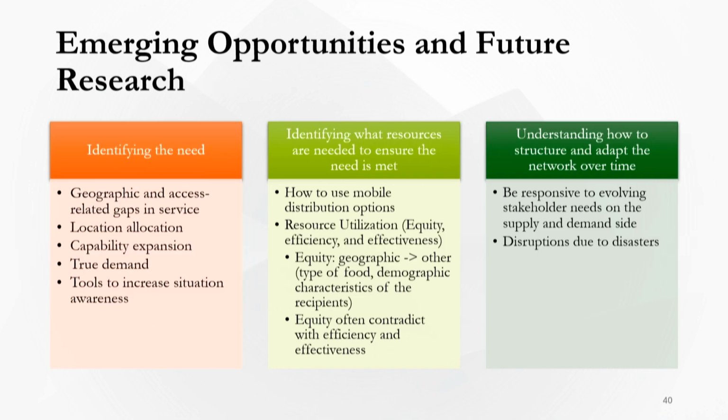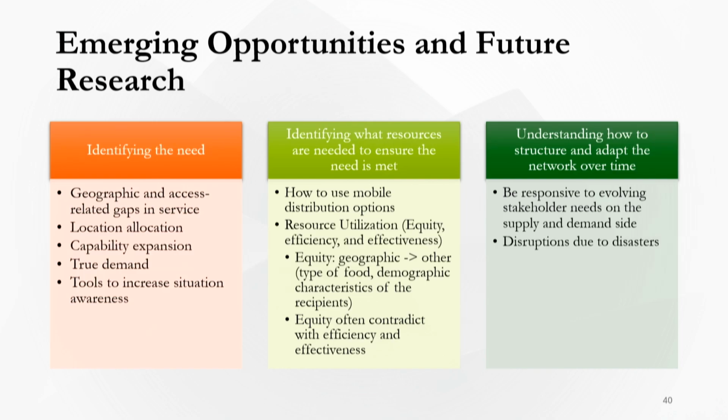However, strategic decisions such as allocation problems between the food bank and their partner agencies, as well as capability expansion at the food bank level and partner agency levels, will allow the food bank to work more equitably, effectively, and efficiently.